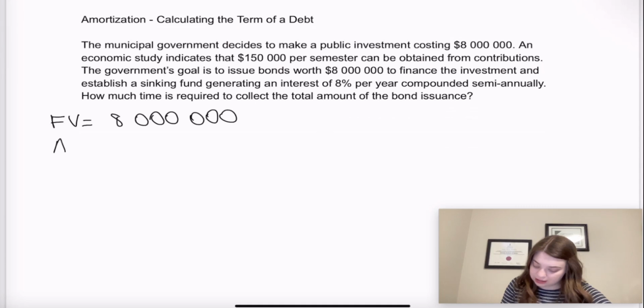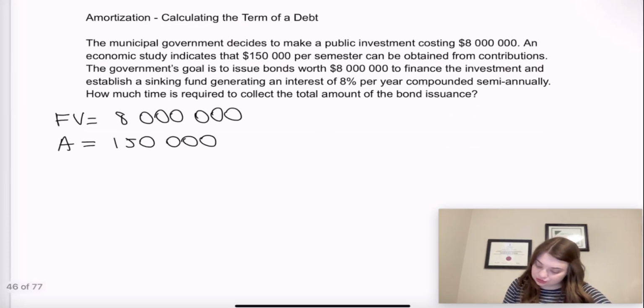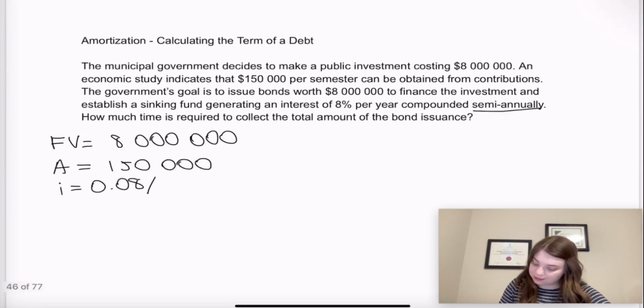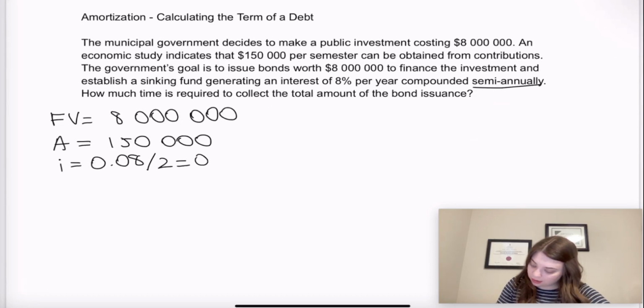The annuity amount, right, the amount that is going to be paid each semester, is going to be $150,000. And then the interest rate is 8% annually. And so semi annually, because they did say this is compounded semi annually, we'd have to divide that by 2 to get 4%. So therefore, the interest rate is going to be 4% per 6 months, basically. And we're going to be calculating n from the future value equation for an overdue annuity.